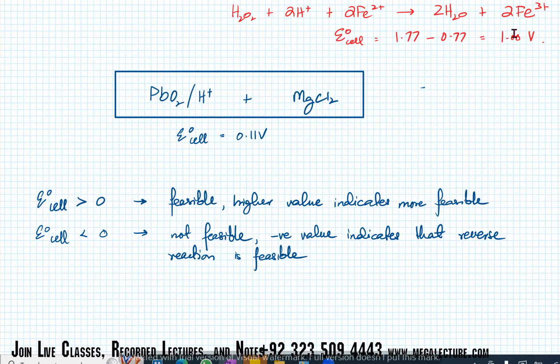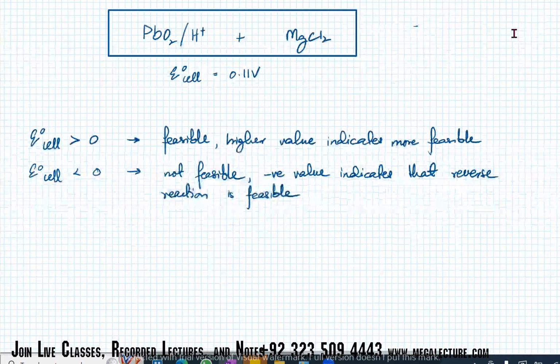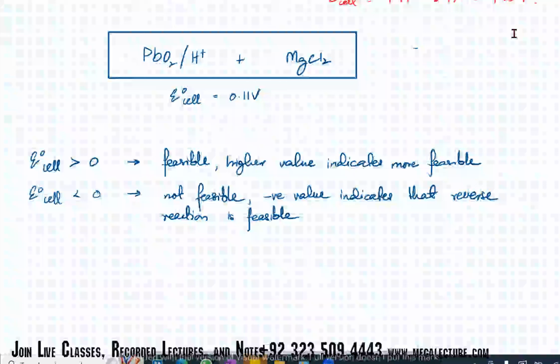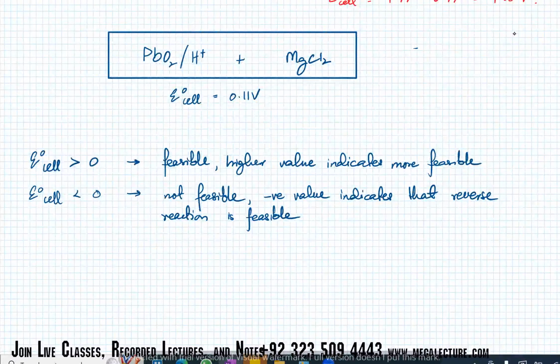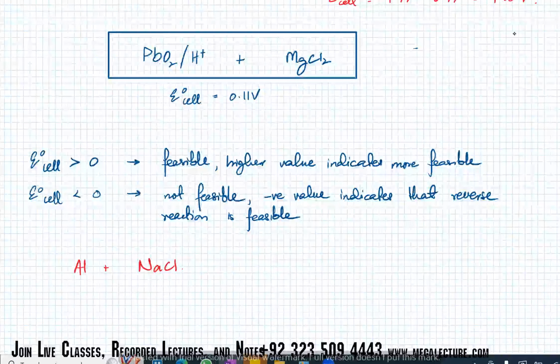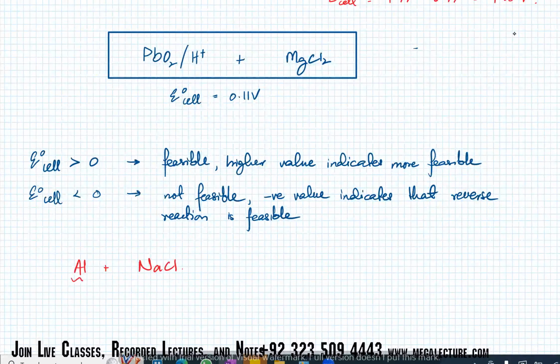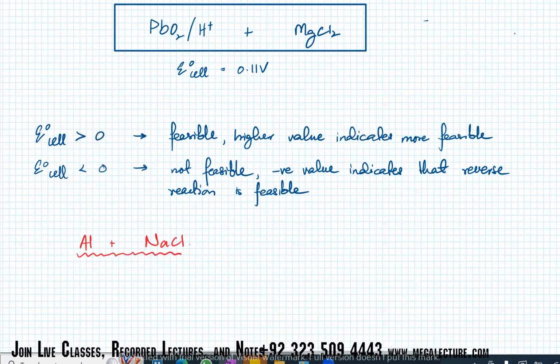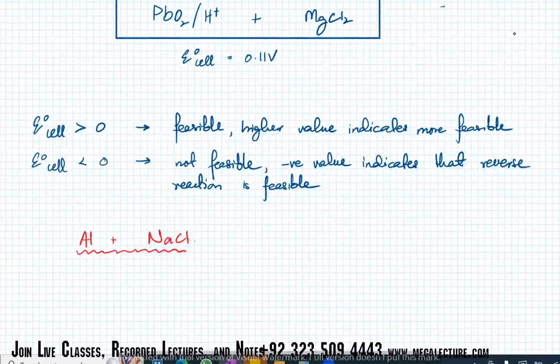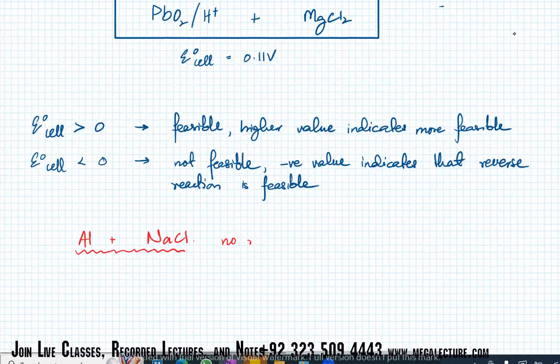Okay, so E naught cell less than 0, that means not feasible. So I'm gonna talk about a non-feasible reaction, which is not going to happen. For example, if I write that there's Al that's reacting with NaCl, तो क्या होगा? We know from O levels that a more reactive metal displaces a less reactive one. Al is not the more reactive one, so you should not have any reaction, right?